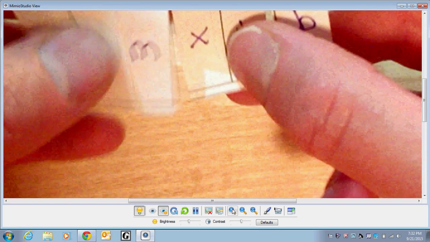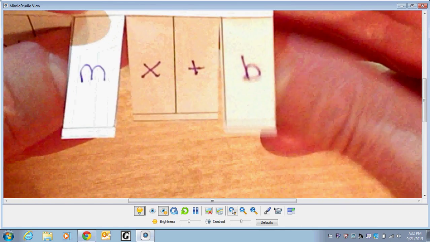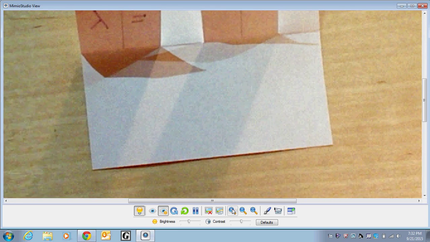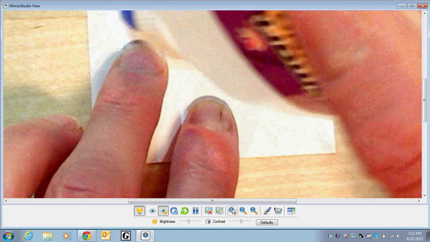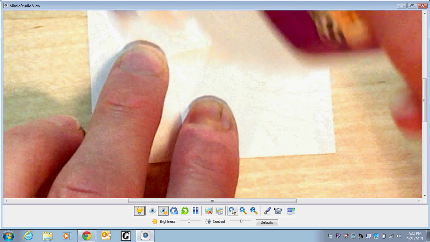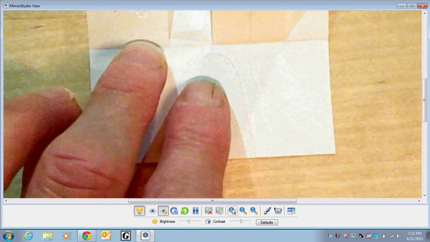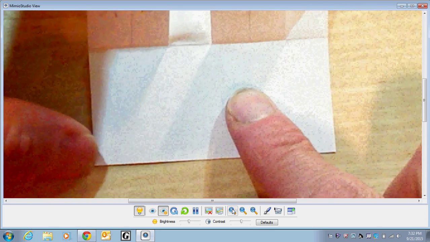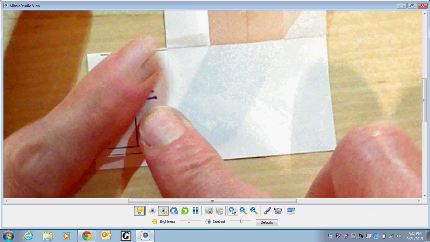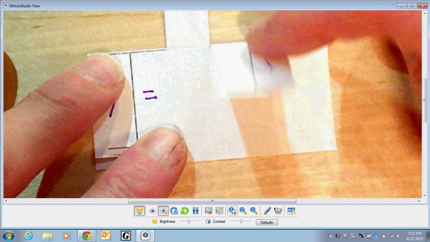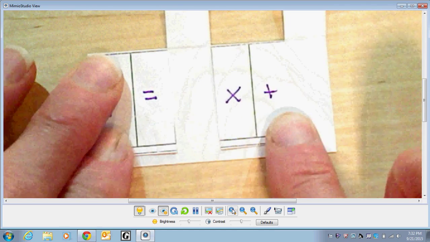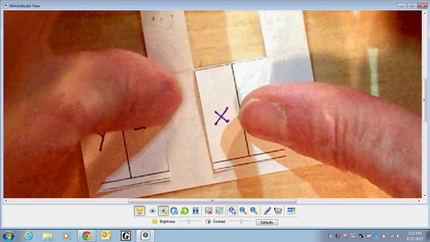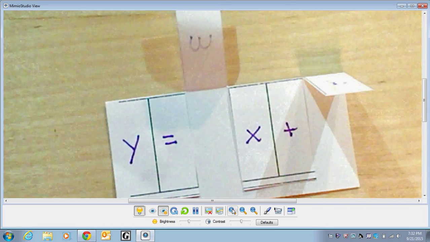So the only thing that I have kind of free is my M and my B. So then what I'm going to do is I'm going to take my glue and I'm going to put just a little bit of glue on the Y equals, and I'm going to glue that down, and a little bit of glue on the X plus equals. Okay, so those, we don't need to look under those. The only thing we're concerned about is the M and the B.